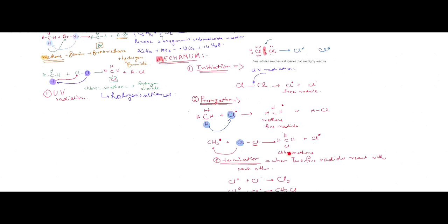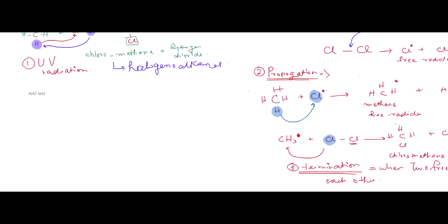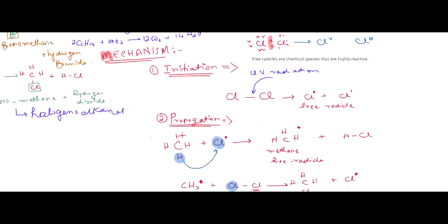And the whole name of the mechanism is free radical substitution reaction. That's what we call it, because these are free radicals and the free radicals are substituting. This reaction only happens if UV light is present. If UV light is not present, you cannot break the single covalent bonds and the reaction does not happen.